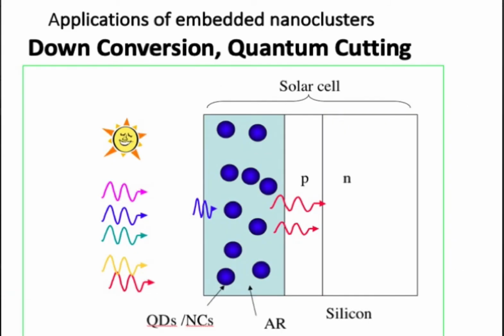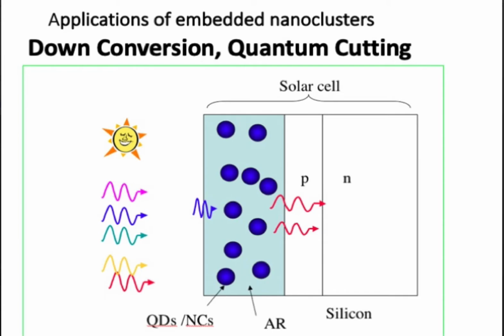Then here is the solar cell I showed earlier. Here we have a dielectric functioning as an anti-reflective coating, AR, on top of a standard silicon photovoltaic solar cell. There are also quantum dots in the anti-reflective coating layer. The dot will absorb UV light and emit photons with energy close to the silicon band gap. People have studied down conversion in quantum dots.